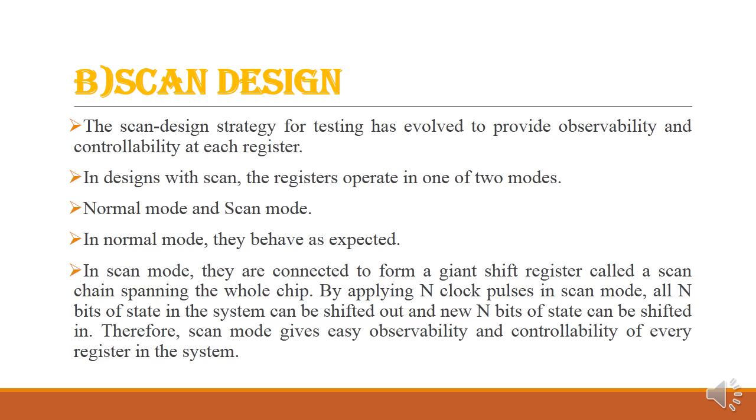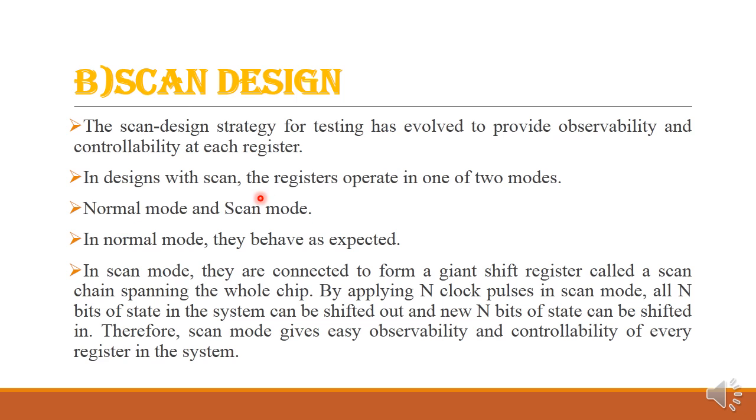The next one is scan design. There are two types. One is serial scan and another one is parallel scan. This scan design strategy for testing is used for providing observability and controllability at each register. That means if we provide observability and controllability for each register, then definitely the testing process will be very easy. In this design, the registers operate in two modes: normal mode and scan mode. In normal mode, the operation is in normal fashion only. There is no change, normal operation.